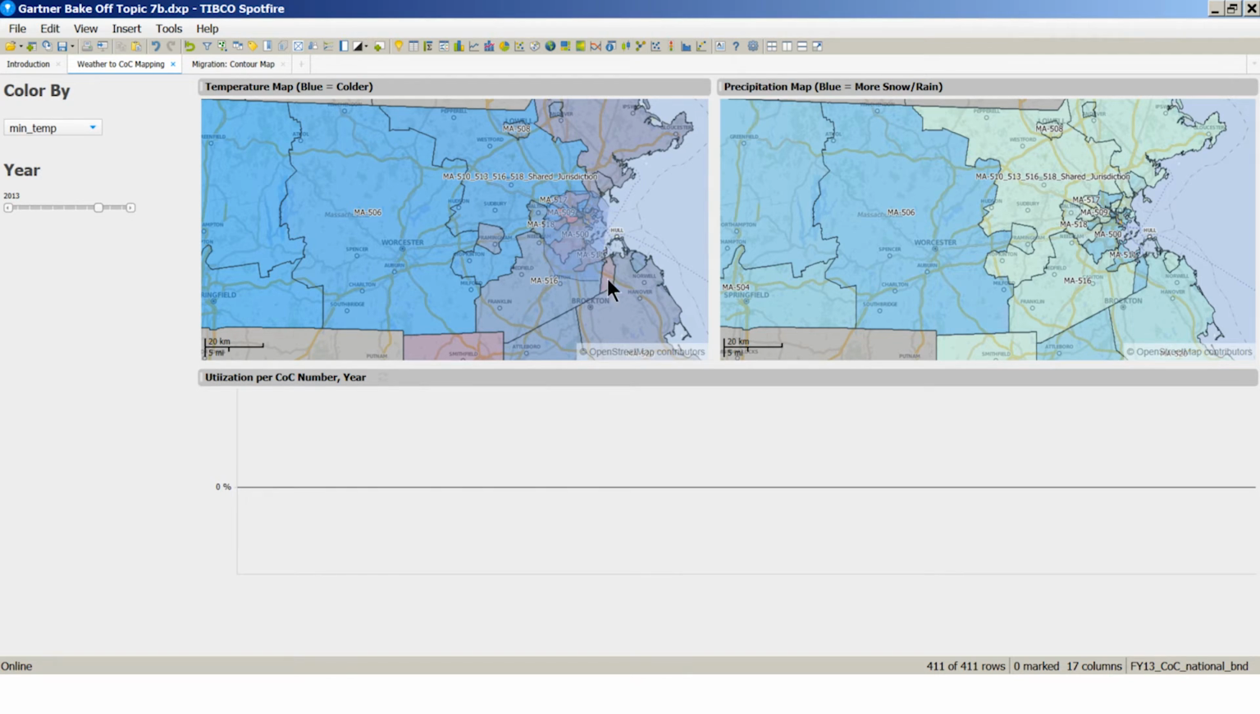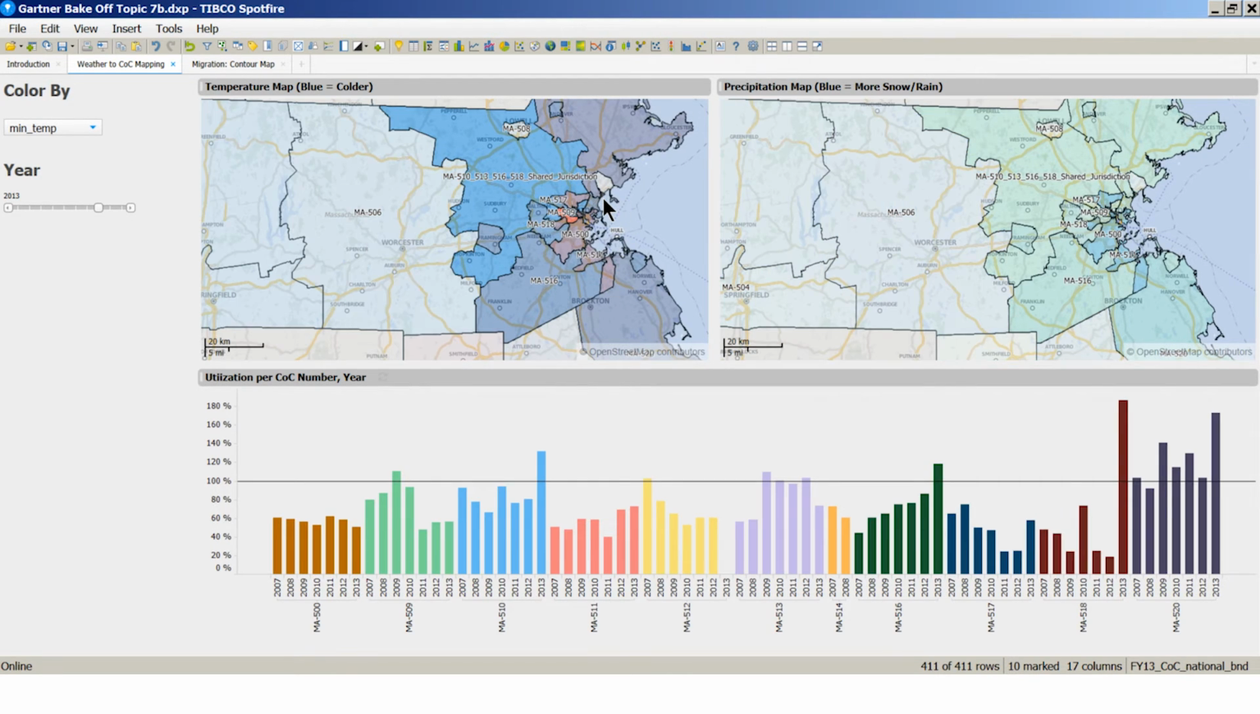Let's drill down to a few coastal COCs. We can now compare the bed utilization rate in the homeless shelters in these selected areas. MA 520, located in southeastern part of the state, did not have enough beds for their homeless for 5 out of 7 years. MA 500, however, which is downtown Boston and has a higher population density, but also harsher weather conditions, has plenty of beds.